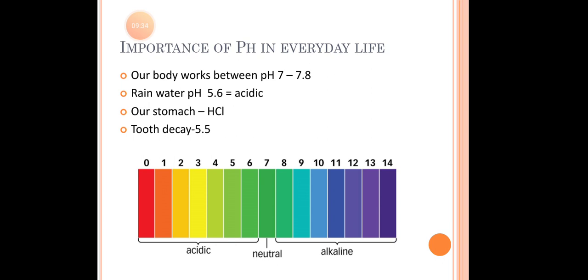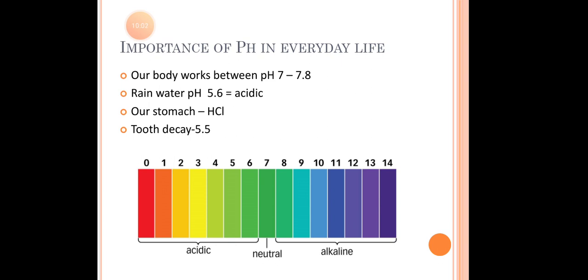Now, how about other food materials? Say for example, eggs. Eggs pH value is 7.8. Toothpaste pH value is 8. Baking soda is 8.5. And now dilute sodium hydroxide, the pH value is 13, whereas concentrated sodium hydroxide pH value is 14.